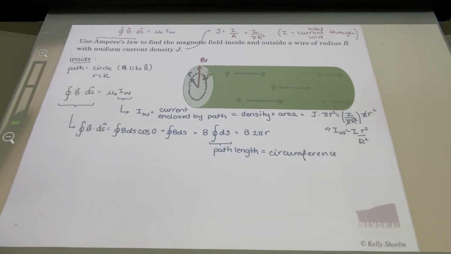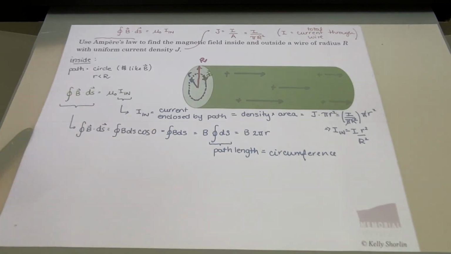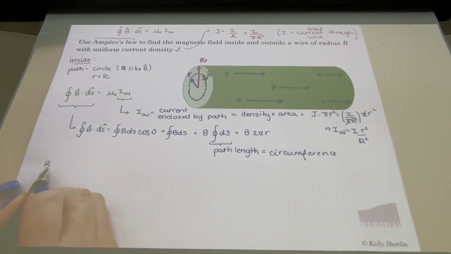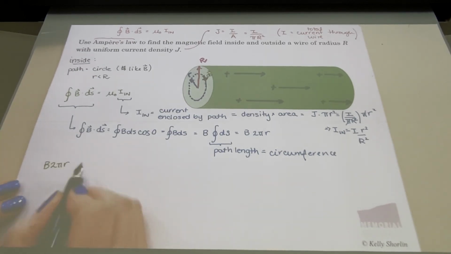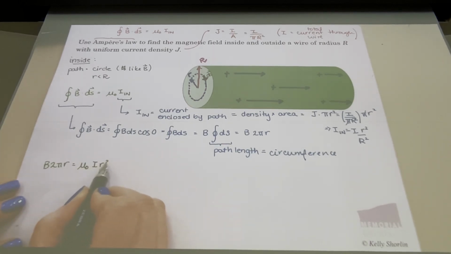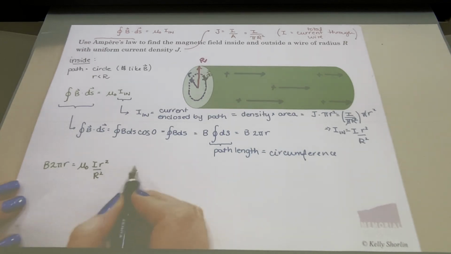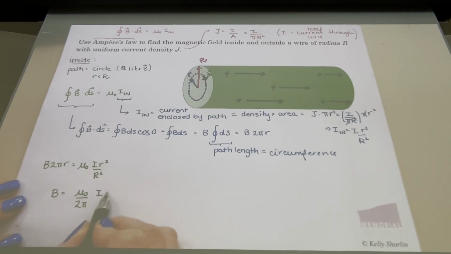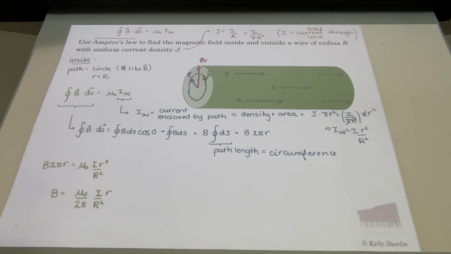Okay, any questions about any of those bits and pieces? Okay. So let's come back to our Ampere's law. Let's put in the things that we just figured out. The integral of B dot ds is B times 2 times pi times r. Mu naught times I inside is I times r squared over R squared. We want to solve for our magnetic field. B is mu naught over 2 pi times I times r divided by R squared. So there's our magnetic field inside the wire.